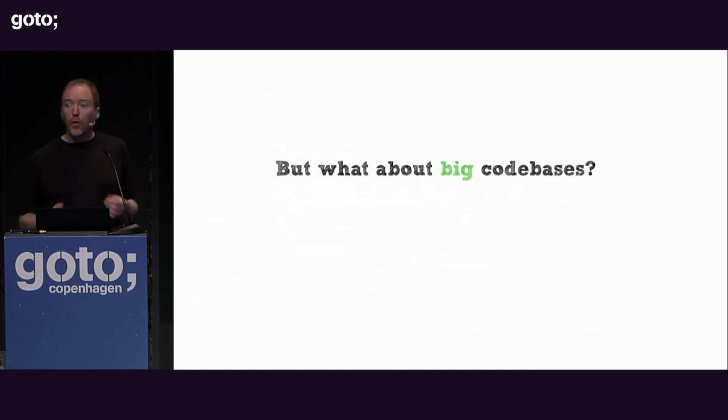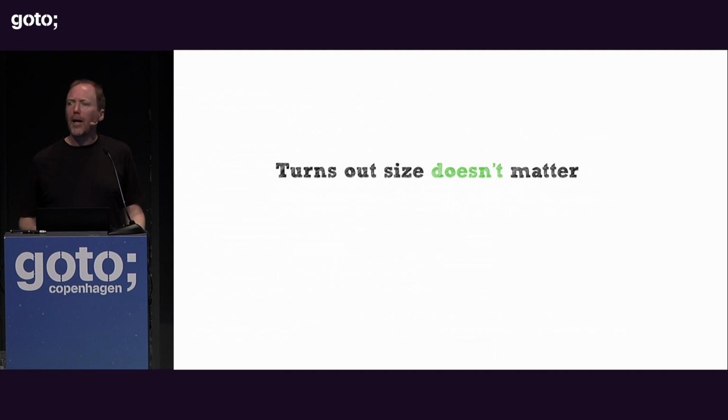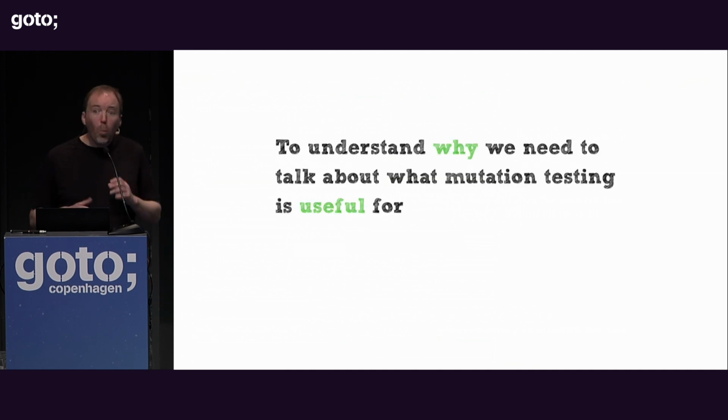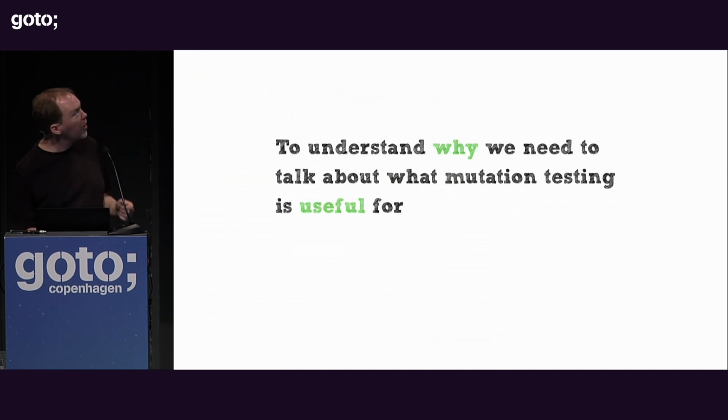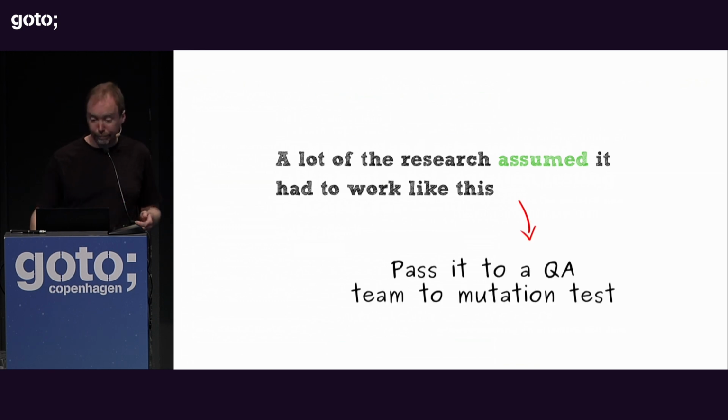That's all great. The first question people ask me though is, yeah, that's fine, that's a tiny library, a small library. What about a big code base? What about my million-line corporate code base? Actually, it turns out that size doesn't matter. And to understand why it doesn't matter, we have to talk about what mutation testing is actually useful for and how to use it. Most of the research into mutation testing assumed it would work like this.